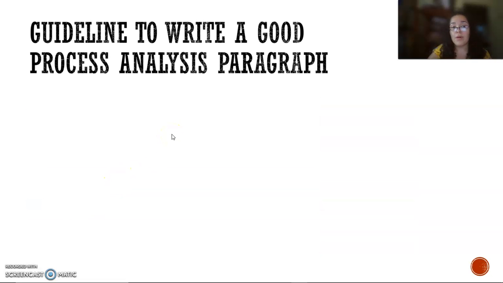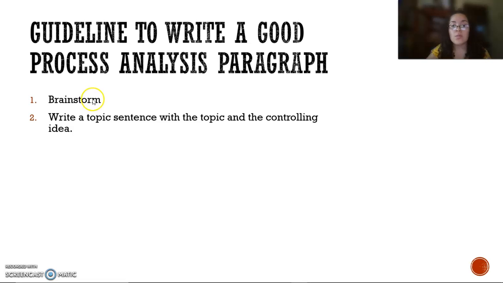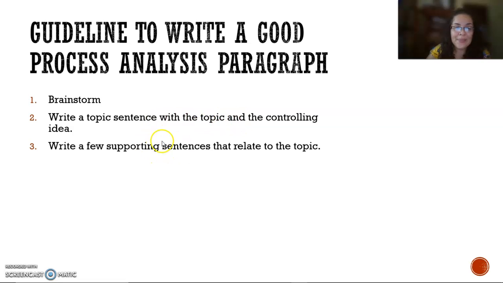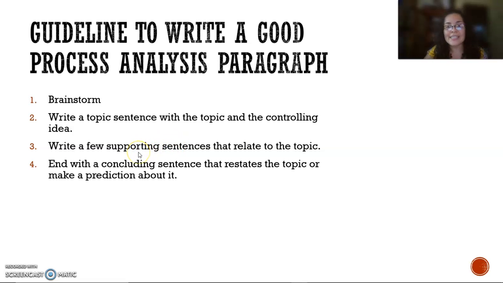Then we have the main part, the guideline to write a good process analysis paragraph. We have 7 steps. The first one is brainstorm. This is a technique in which you write down many of the topics that you have in mind that you want to develop, and then you choose one topic sentence depending on the topic that you choose. The topic sentence should have the topic and the controlling idea. Then you write a few supporting sentences. Then you write the concluding sentence.